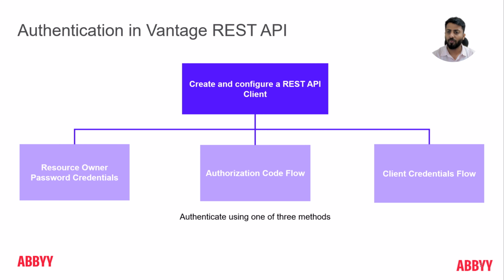Then select one of the three available authentication methods. The first is Resource Owner Password Credentials, or ROPC. This is one of the fastest and easiest, but less protected. Another method is authorization code flow, which requires an extra step during authentication, but is considered the most secure option. The third is client credentials flow.